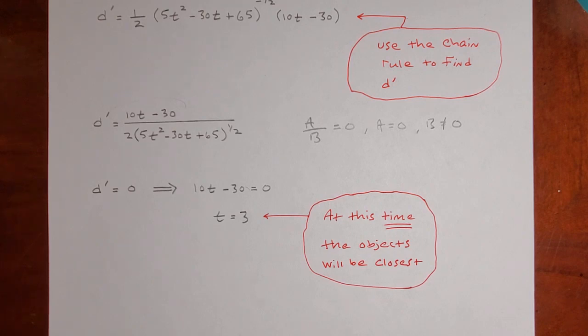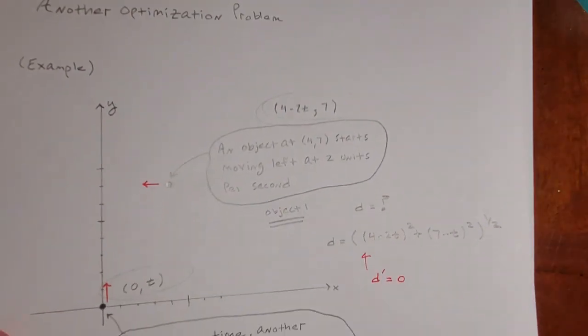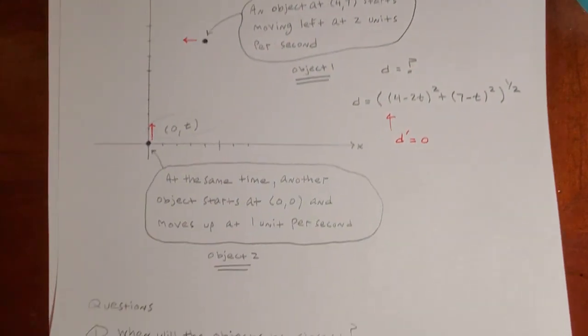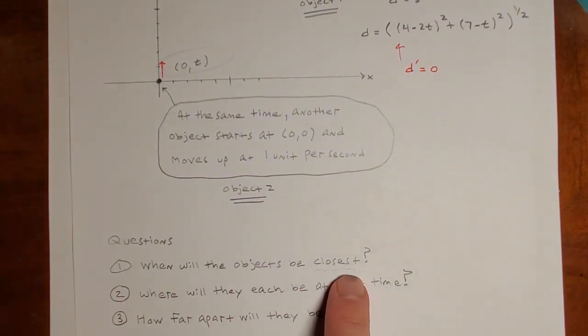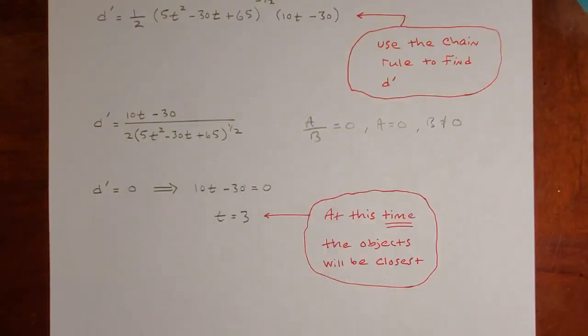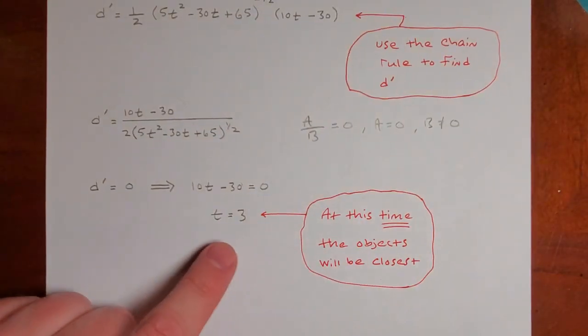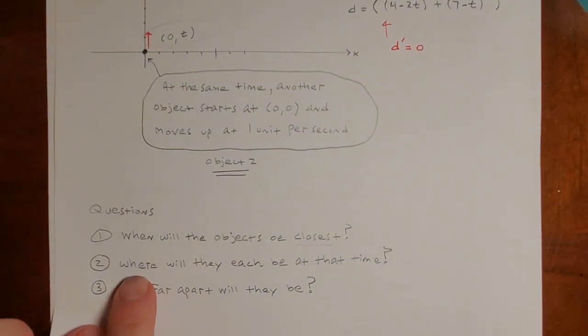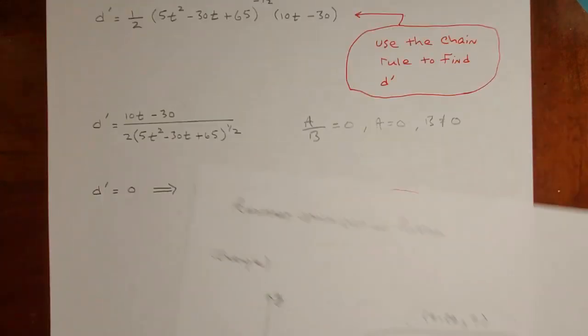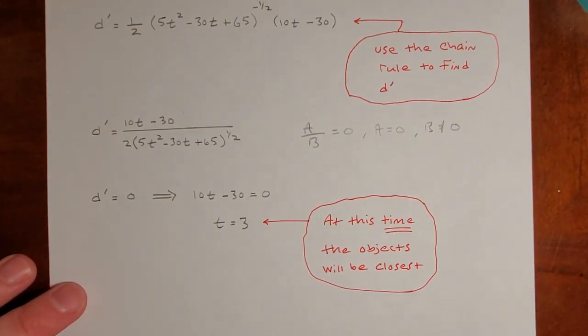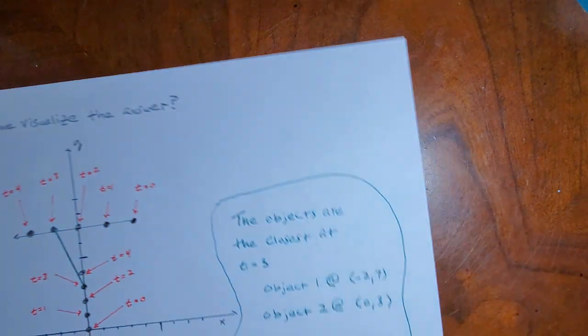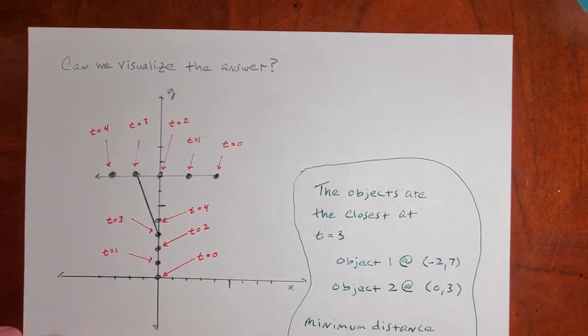Okay, so remember there were 3 questions that I asked you to think about when I introduced this scenario. When will the objects be the closest? Oh, that's what we just found. That's at t is equal to 3 seconds, okay? And then I wanted to figure out where they'll be and how far apart they'll be. So let's talk about those next 2 things. And the way I'll do that is I thought, let's just give all those answers and then try to visualize it at the same time.